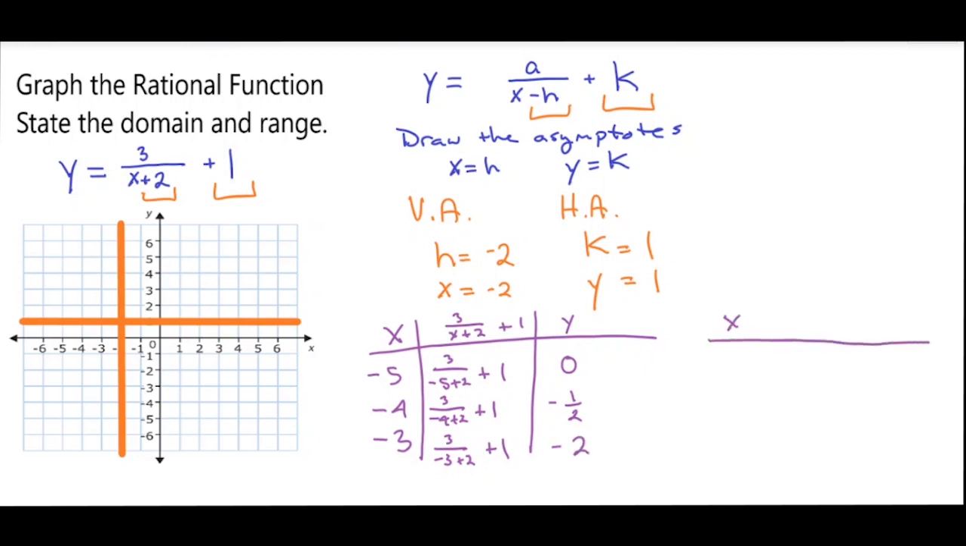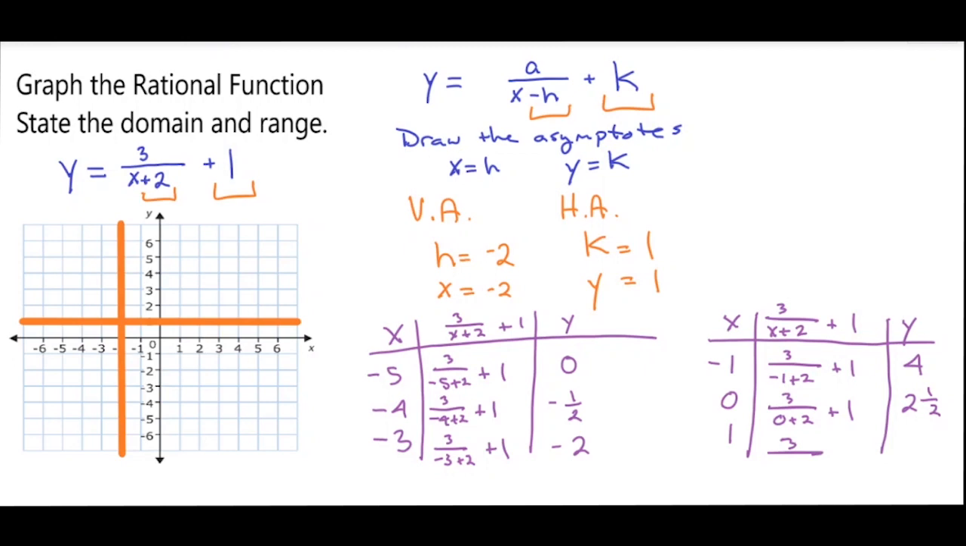Next, I'm going to pick x values that are to the right of the vertical asymptote. So I'm going to pick negative 1, 0, and 1. When I plug those in, negative 1 plus 2 is 1, so 3 divided by 1 is 3. 3 plus 1 is 4. When I plug in 0, 0 plus 2 is 2, so 3 over 2 is 3/2, or 1.5, and 1.5 plus 1 is 2.5. And 3 over 1 plus 2, plus 1. Well, 1 plus 2 is 3. 3 divided by 3 is 1. 1 plus 1 is 2.